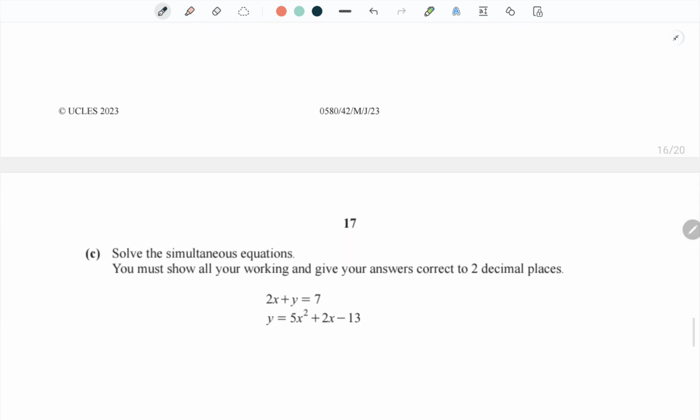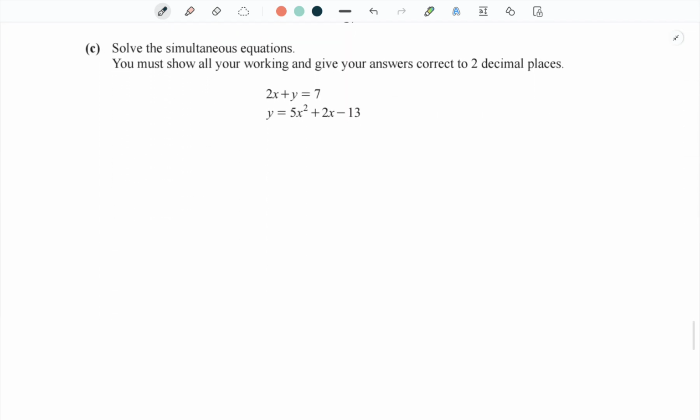Okay, now we move to the next question. So in this question, solve the simultaneous equations. You must show all your working and give your answer correct to 2 decimal places. Okay, so first we set this equation for y, so y equals 7 minus 2x. Okay, then 7 minus 2x equals 5x square plus 2x minus 13.